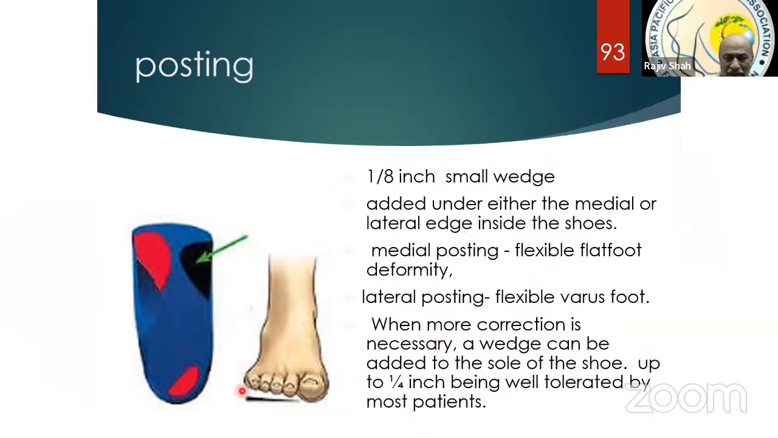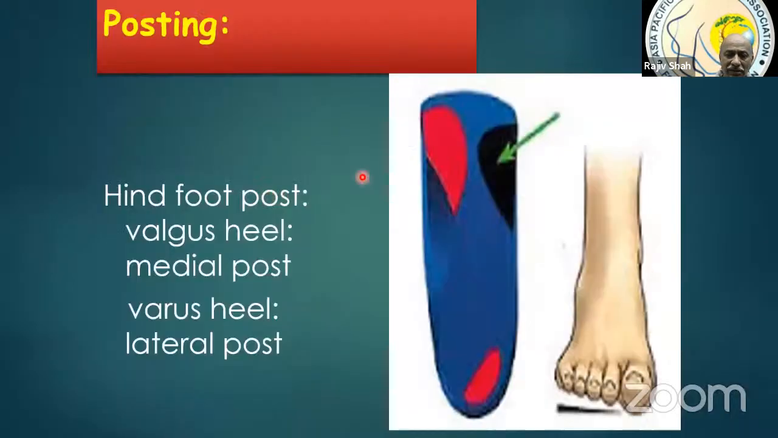Lateral posting is for the flexible varus foot, or when you want to put your ankle into slight eversion for healing of the lateral ligaments, you go in for the lateral heel post. For a cavus foot, you go in for a lateral heel post. For a planus foot, you put in a 1/4 inch medial heel post. These are heel post examples. Valgus heel, you have a medial post. Varus heel, you have a lateral post.